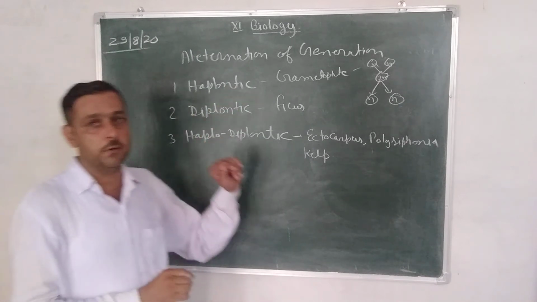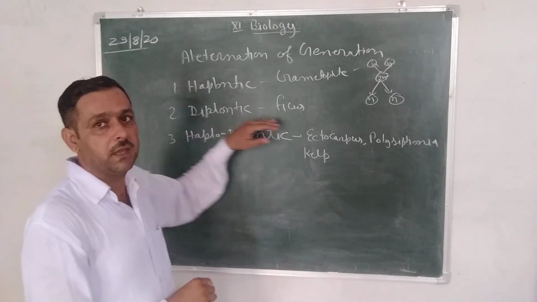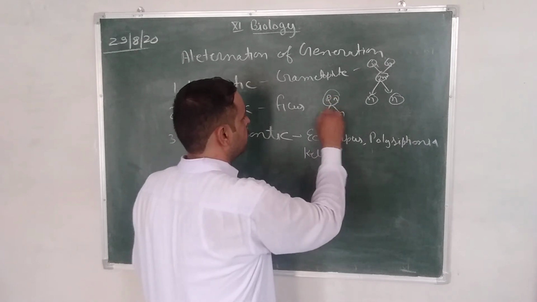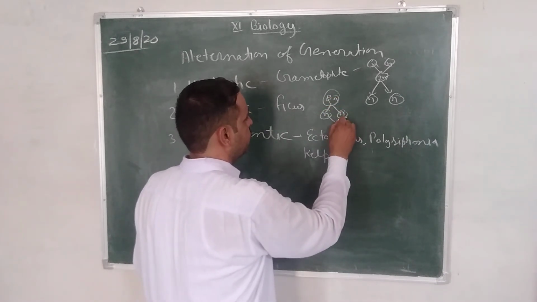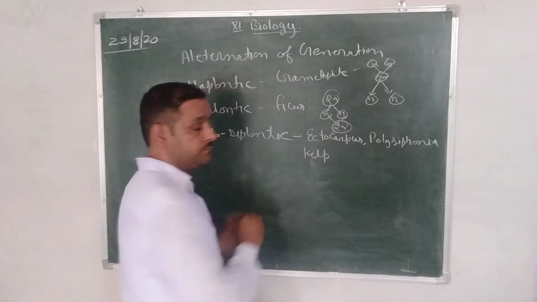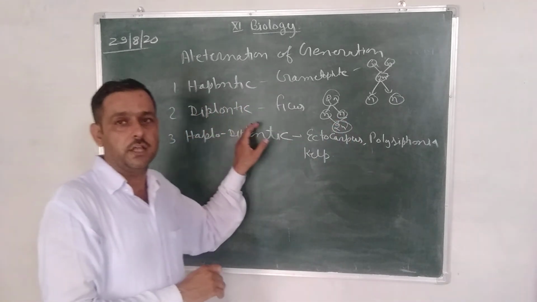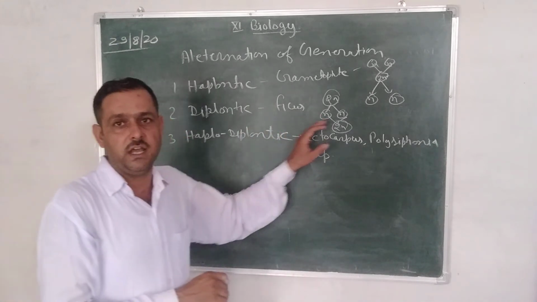That is called haplontic. And diplontic means the main stage is diploid, and diploid converts into haploid, and again by fusion they convert into the diploid stage, that is called diplontic. Example, Pteridophyta, Gymnosperm and Angiosperm.